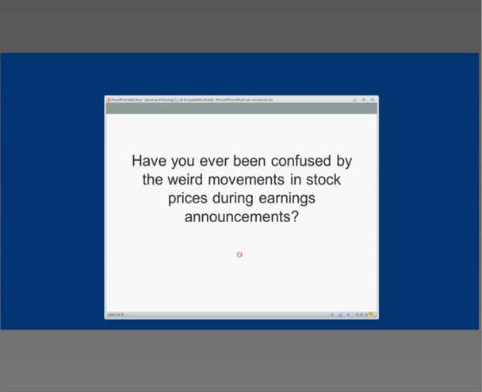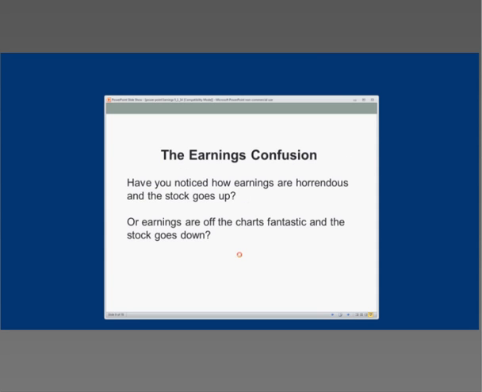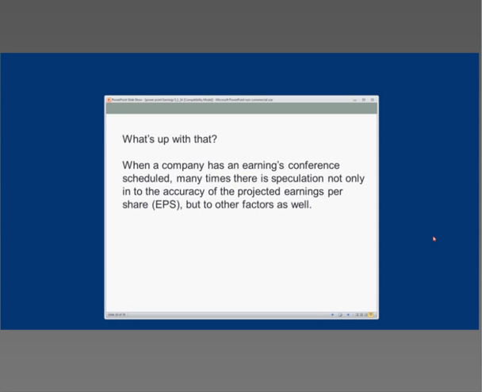So, have you ever been confused by the weird movements in stock prices during an earnings announcement? I call this the earnings confusion. You've noticed how earnings are horrendous and then the stock will go crazy, or earnings are off the chart fantastic and the stock goes down. It's like, what's up with that? When a company has an earnings conference scheduled, many times there's a great amount of speculation, not only as to the accuracy of the projected earnings per share, but other factors that come in as well.